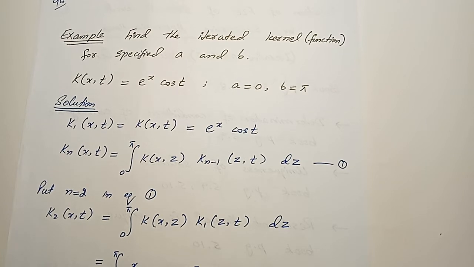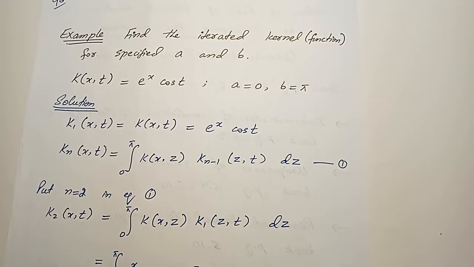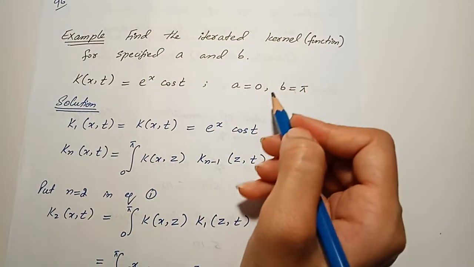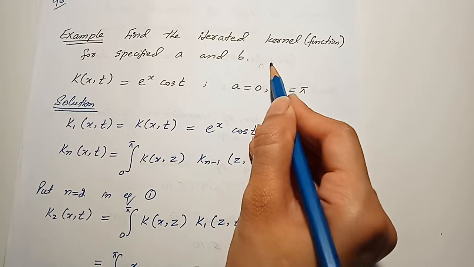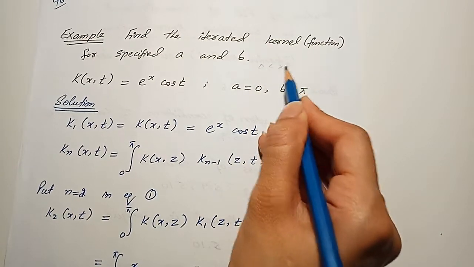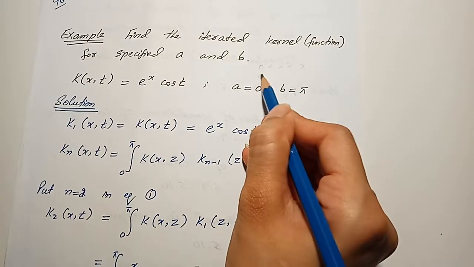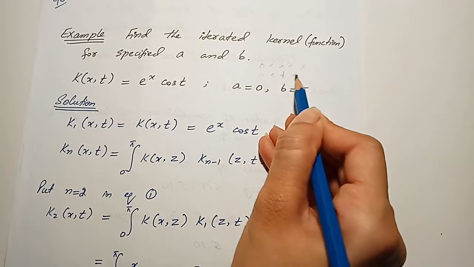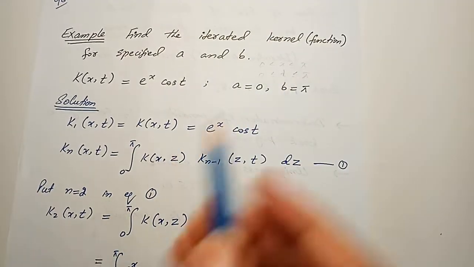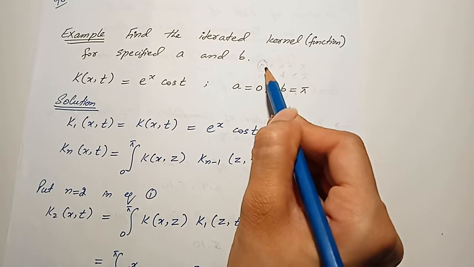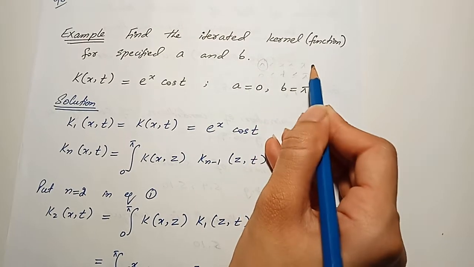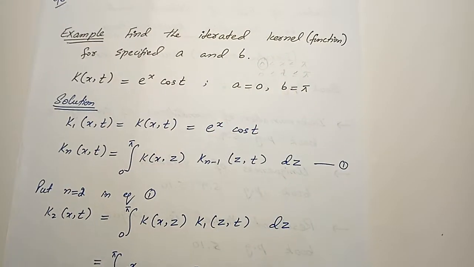Right now in this video we are going to solve this example where we have to find the iterated kernel, or you can say iterated function, for specified values of a and b. The lower limit of integration is a and the upper limit of integration is b. Sometimes they can also give this to you in this way, like 0 is less than or equal to x is less than or equal to pi, or 0 is less than or equal to t is less than or equal to pi. They mean the same. The lower limit is a and the upper limit pi is your b.